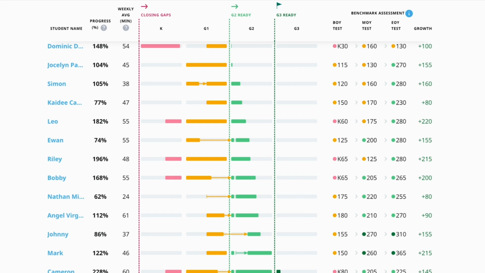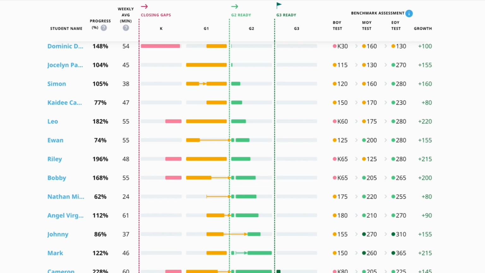You can see the orange here representing the mid-year test replacement, moving him into second grade curriculum. On the right-hand side, we see a review of Bobby's assessment results and his math growth. He achieved a score of K65 on the placement test, 205 on the mid-year assessment, and 265 on the end-of-year assessment, resulting in an impressive 200 points of math growth, equivalent to 2 grade levels of growth.